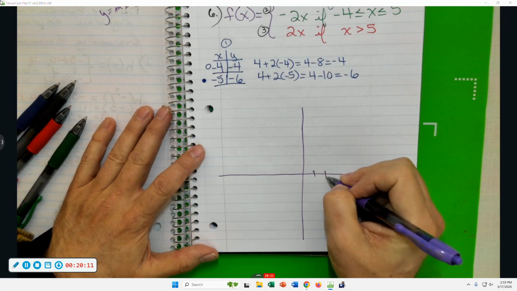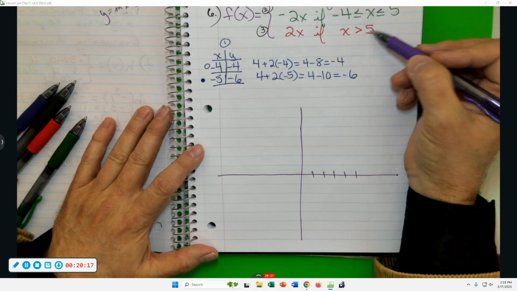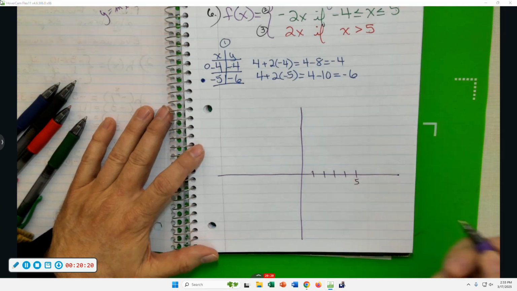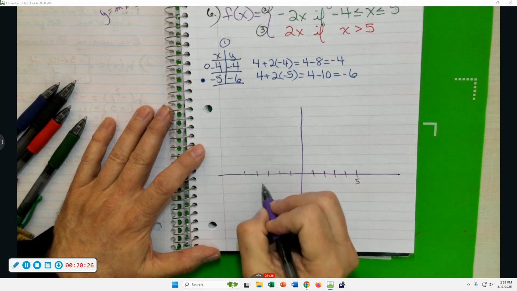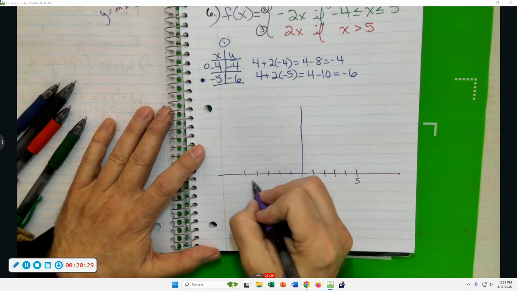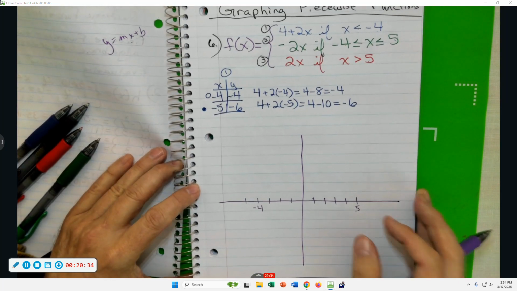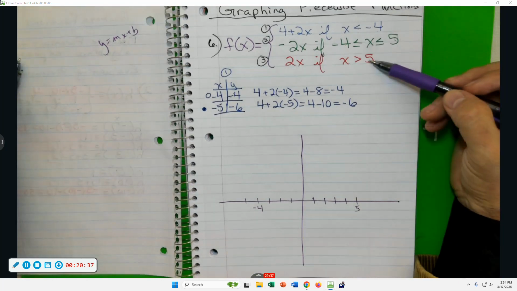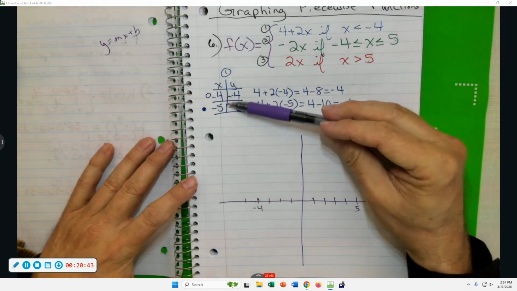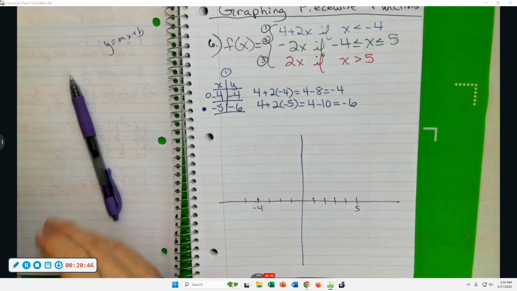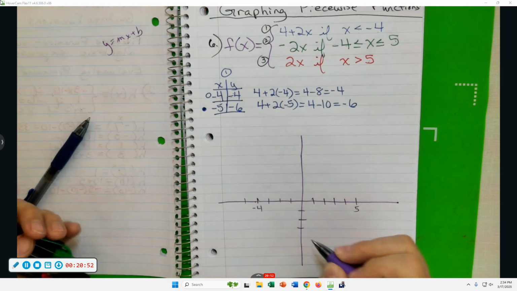When you're drawing your XY grid, you need to make sure that you clearly label your cut points. 5 appeared within the inequality. Label it on the x-axis. What number was the other cut point? -4. Make sure -4 and +5 are labeled clearly on the x-axis. We're going to plot the point. This is the blue piece. -4, -4.